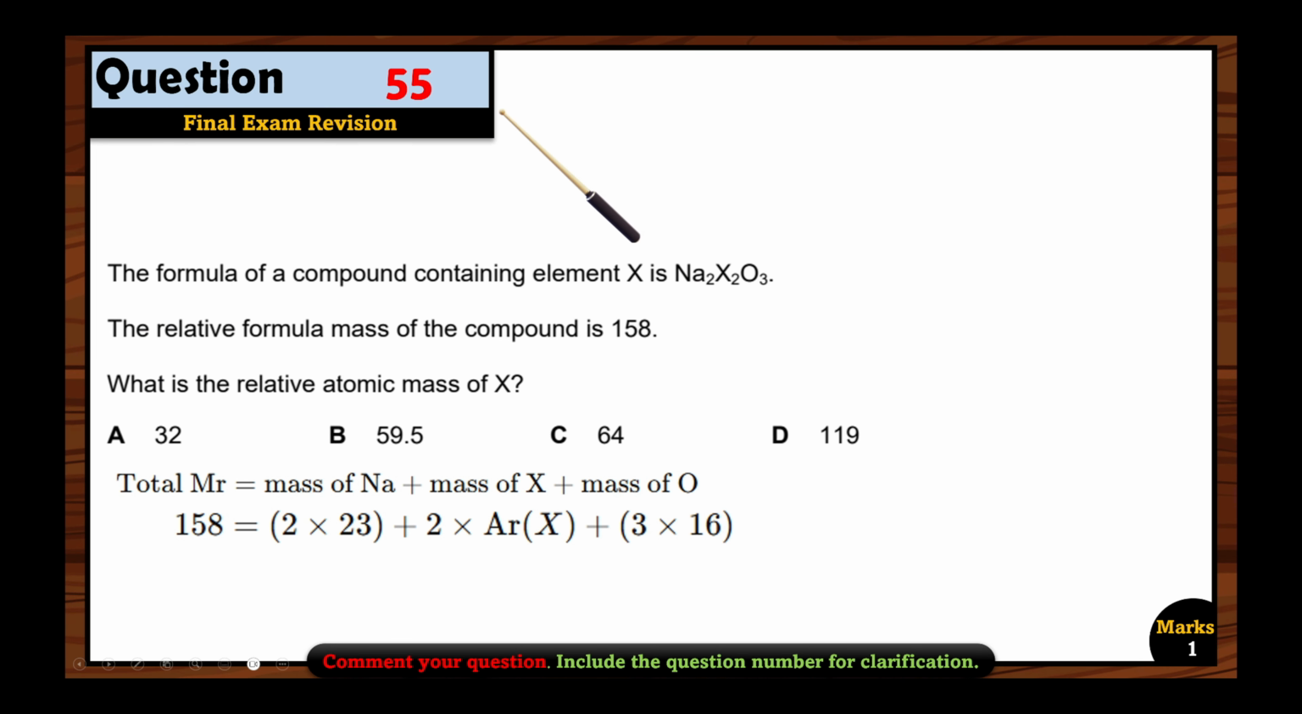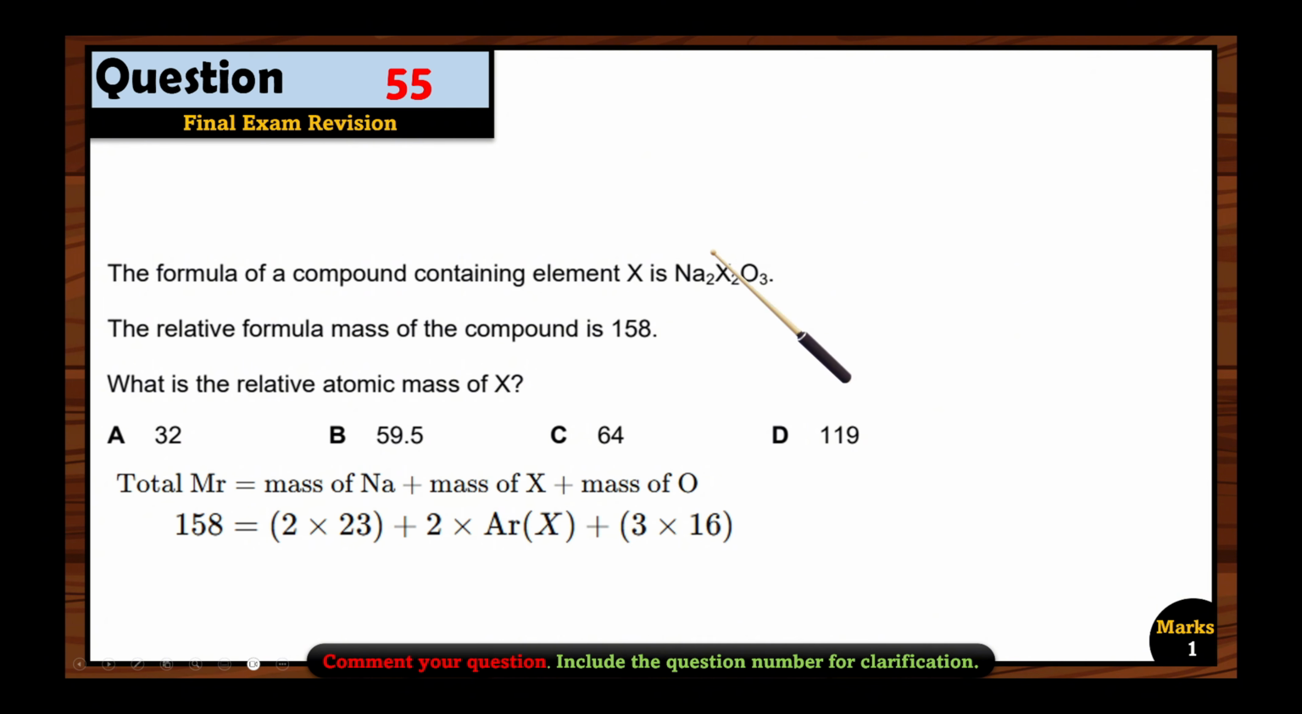Question 55. The formula of a compound containing element X is Na2X2O3. The relative formula mass of the compound is 158. What is the relative atomic mass of X? I already told you what relative formula mass means and how you can find it. You just have to add the masses of the elements present in that compound. We already know the compound, Na2X2O3. We already know their masses, but we don't know X, right? But we know the total formula mass, which is 158.